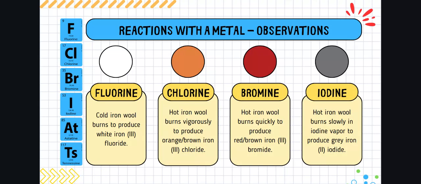Iodine reacts slowly because it's a vapor. Vapors react slowly, and the iodine vapor reacts slowly to produce the gray iron 2 iodide. As you can see, because it's a vapor, it gets a different number in the iron iodide reaction, 2, instead of the usual 3.